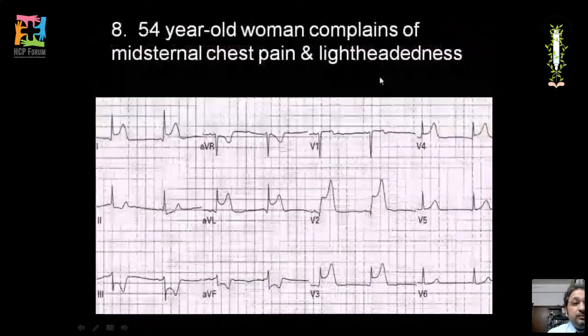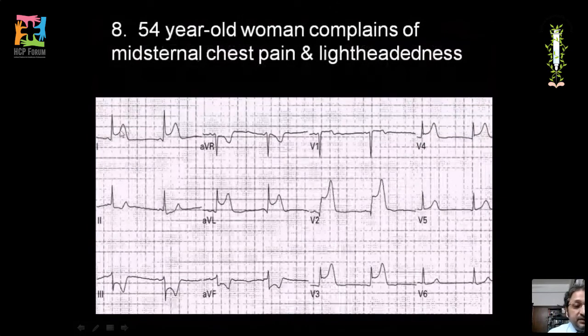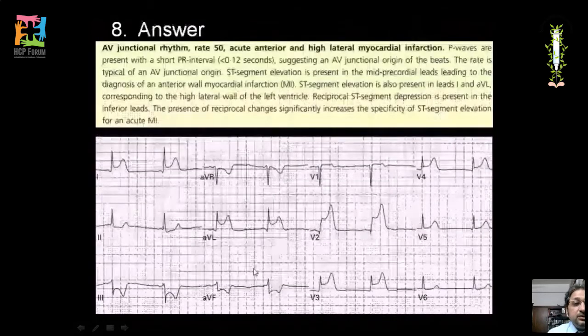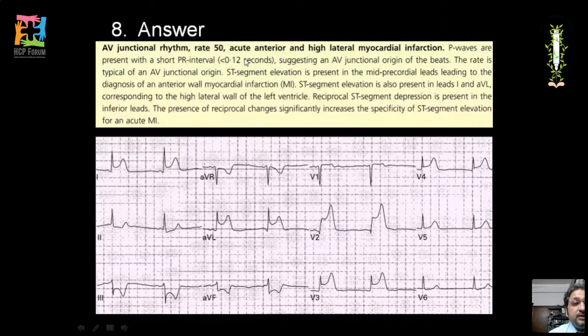Now, the next ECG is a 54-year-old woman complaining of midsternal chest pain and lightheadedness. See, there is ST elevation in 1, AVL and V2 to V4 with ST depression in inferior leads. So basically, it's an acute anterior and lateral myocardial infarction. Anterior, and 1, AVL, lateral myocardial infarction. And there is an AV junctional rhythm because here the PR interval is also shortened. You see the PR interval is shortened. It is less than 0.12.